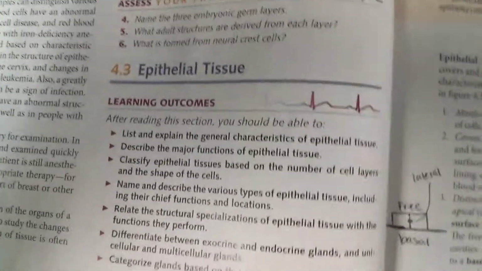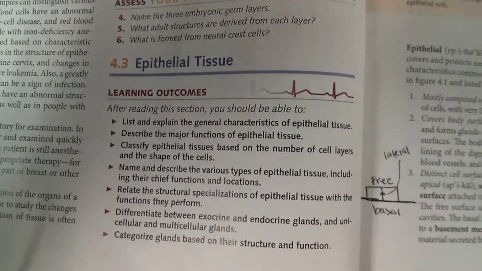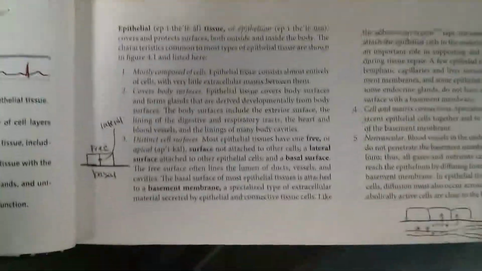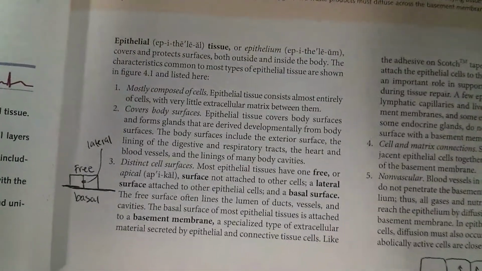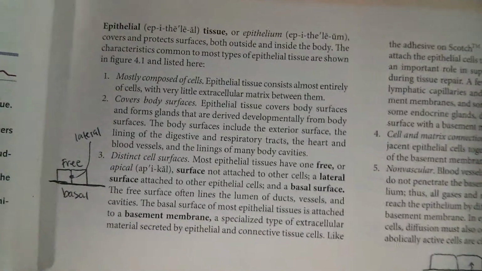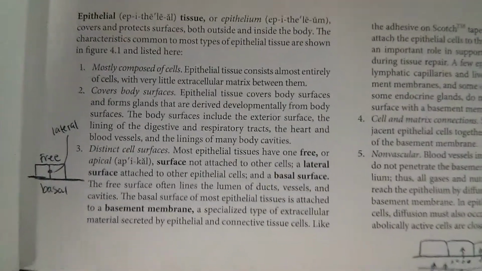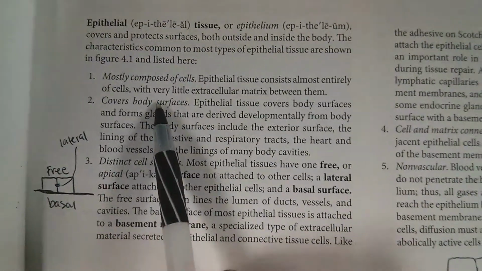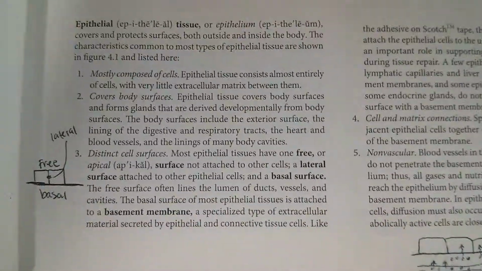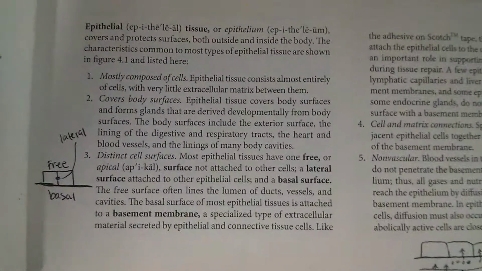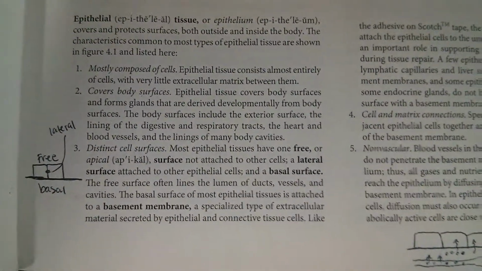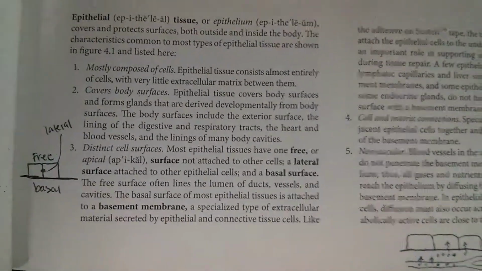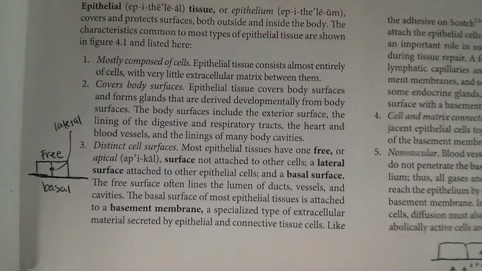Now, epithelial tissue has many different functions and different ways of recognizing it or classifying it from different tissues. The main function we're going to be talking about is that it's going to be covering body surfaces. So number 2, it says that right there, covering body surfaces. This means that it's going to be acting like a protective barrier around things. The most prominent example I can think of is the skin.